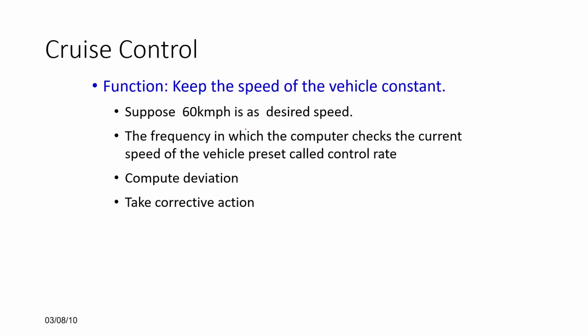Cruise control, again, the same example that I was giving in the past, to keep the speed of the vehicle constant. So let's say 60 kilometers per hour is the desired speed. So the frequency in which the computer will check the speed and then react is important. What is important over here is the rate at which the computer checks the current speed of the vehicle, the rate at which it makes decisions, and then conveys the decisions to the actuators to correct whatever is the deviation in the speed. In a sense, if the speed is high, you reduce the speed by reducing the power that the engine generates, and vice versa.